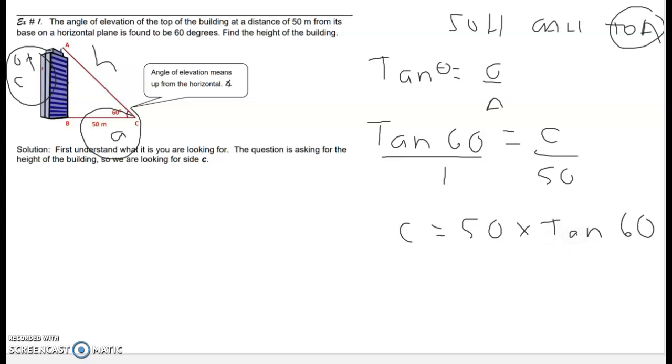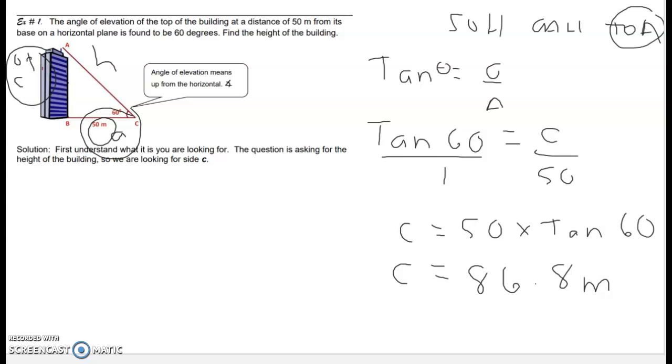Now if you have a forwards calculator, you're going to do 50 times and then write tan 60 and you'll get an answer. If you have a backwards calculator, you'll start here, put the 60 and then hit tan and then multiply it by 50. And the answer you will get will be 86.6. And since they are dealing with meters, we are going to write meters.